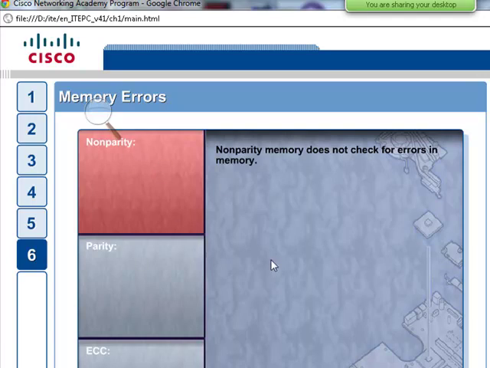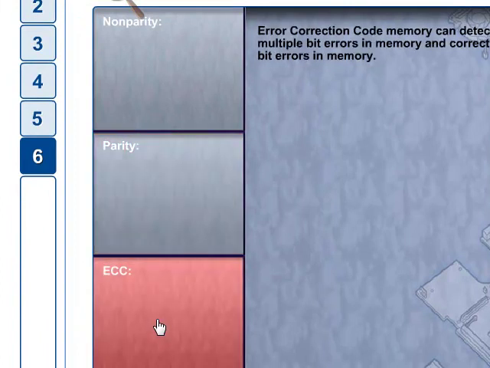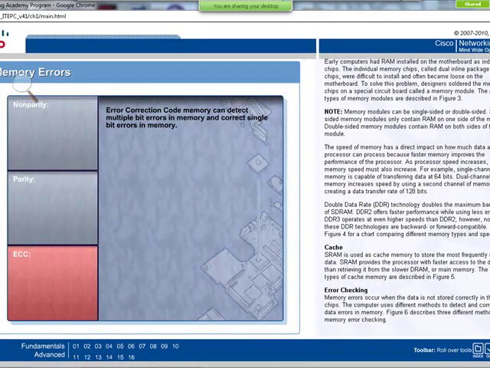Whenever we read information, errors must happen. So some newer RAMs dedicated 1 bit, in addition to the 8 bits, for error checking. It just checks the errors. Now we have error-correcting memory that can detect multiple-bit errors in memory and can correct single-bit errors. So it can detect, and it can correct some of them.